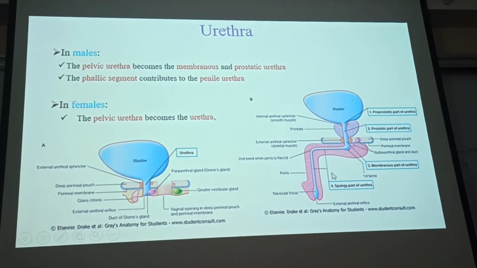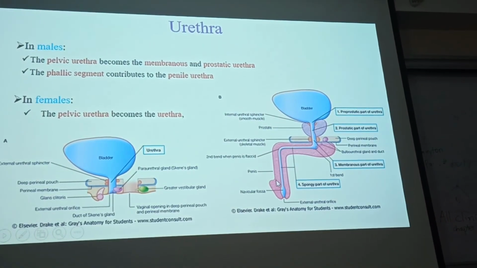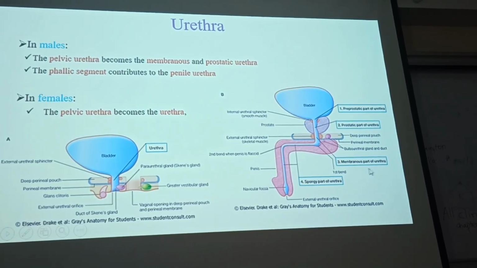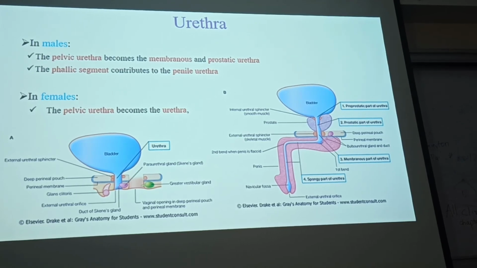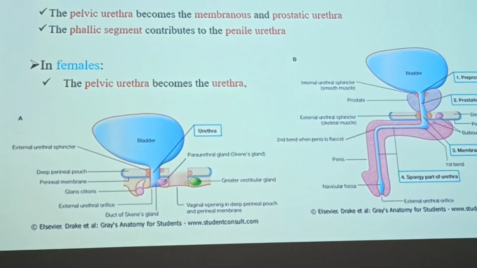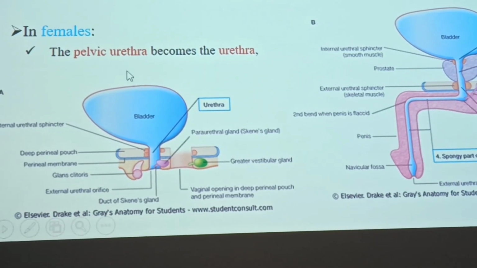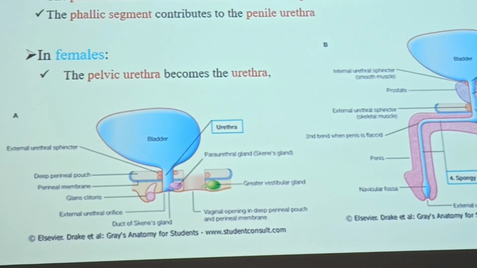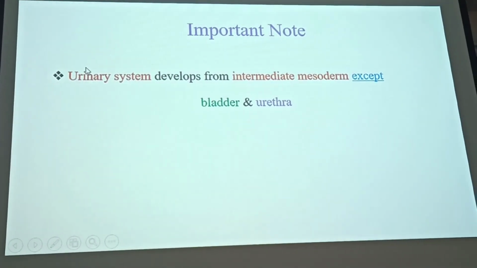In the female, look at this picture. In this picture, you can see a schematic picture of the urethra in the male. The prostatic urethra is here. And this is the membranous part of the urethra, and this is the spongy or penile urethra, okay? But in the female, there is one urethra, one part, that's the urethra. No spongy, no prostatic and membranous.